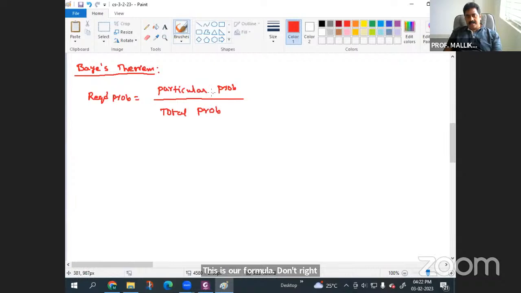Don't write this in the exam. This is our shortcut. Required probability equal to what? Particular probability by total probability. What is meant by the particular? You know how to calculate the total probability. Minimum two things must be there in the total probability. Particular probability, this Bayes theorem also minimum two. 2 boxes, 3 boxes, 4 boxes, and 5 boxes.